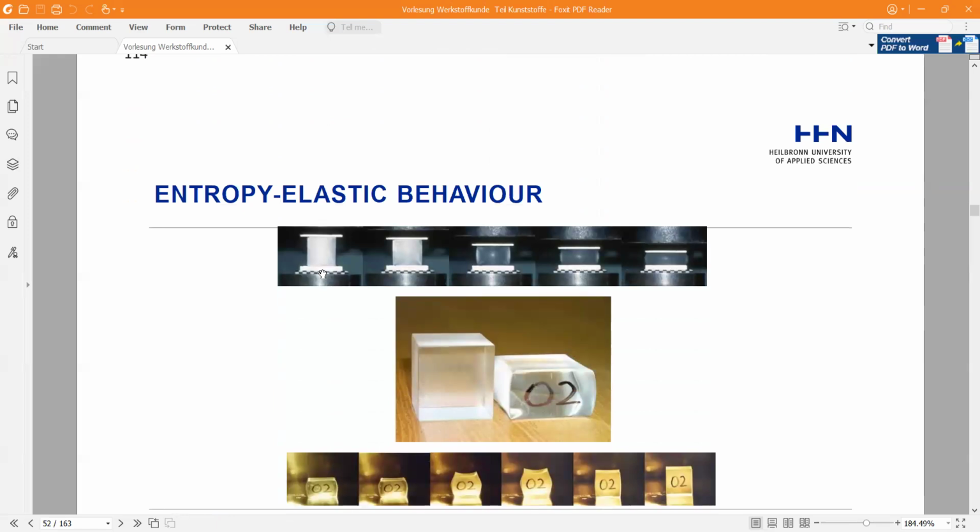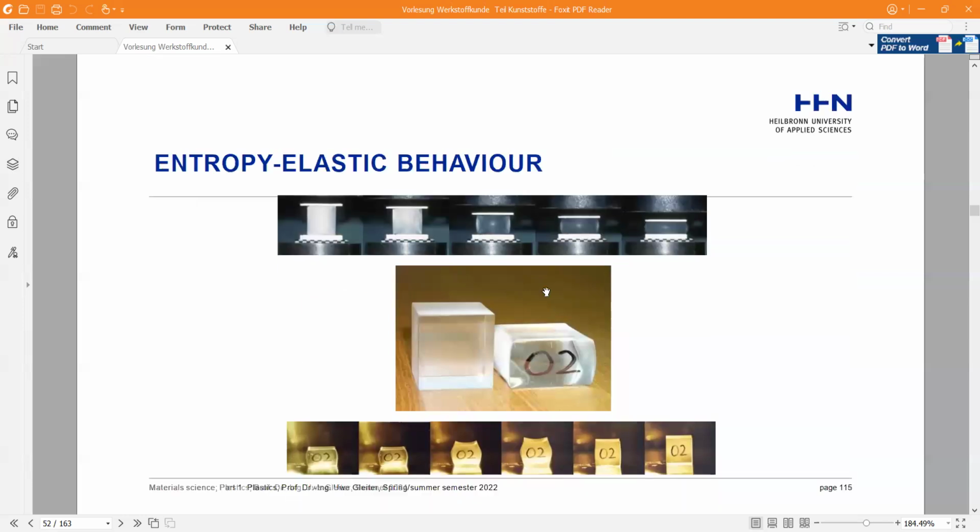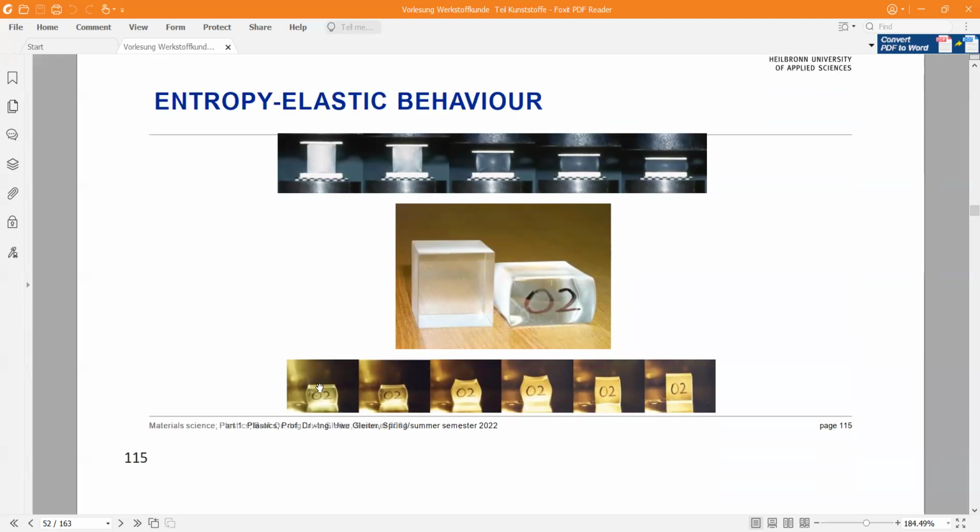We have a picture of entropy elastic behavior. So when we press a polymer cube, with the help of heat, we can return it to the initial condition.